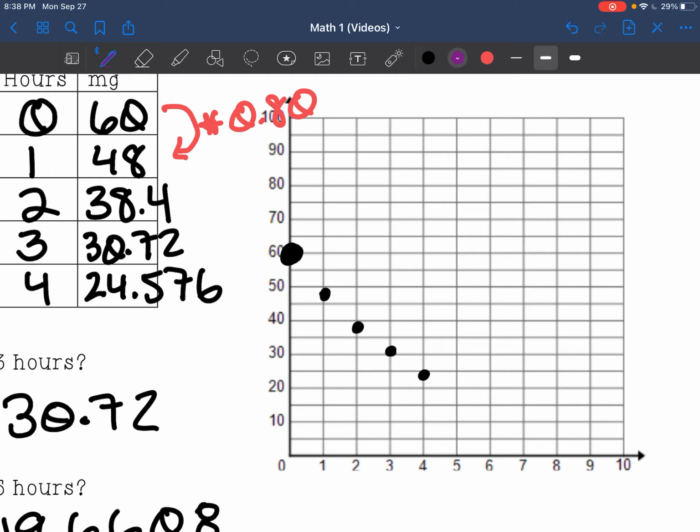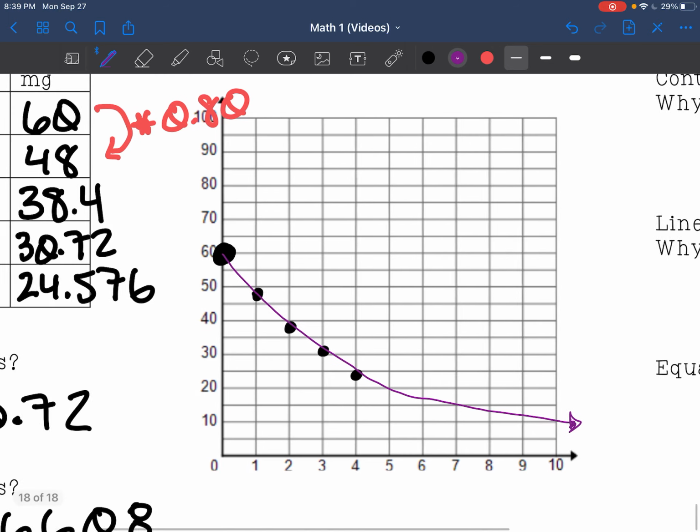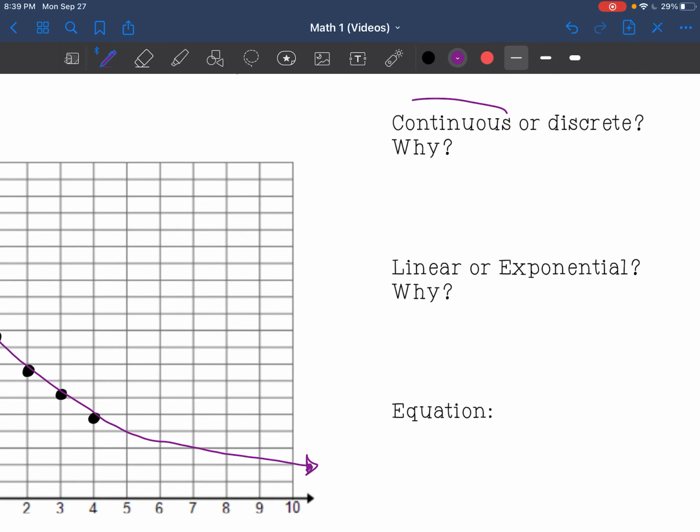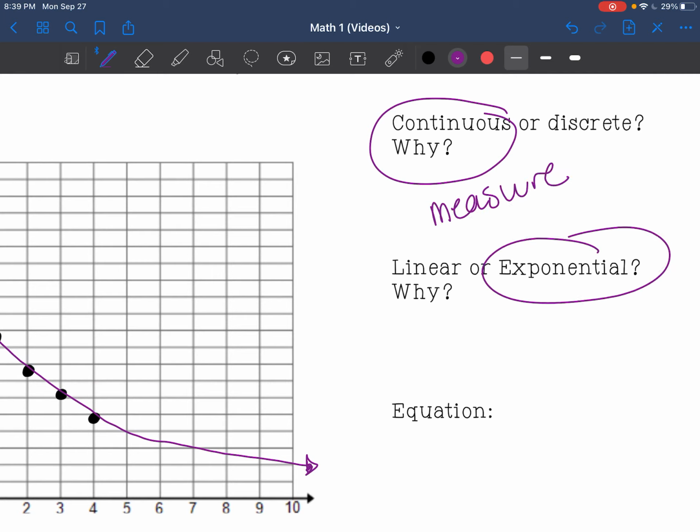Now, medicine in your body as it leaves, it doesn't just suddenly leave. This is a continuous thing, which means I am going to draw a line to connect my dots. And this line is kind of curving as we go down, which means it's continuous, right? Because we measure the amount of medicine that's left in our body. This is exponential because we multiplied 0.80 down our table.